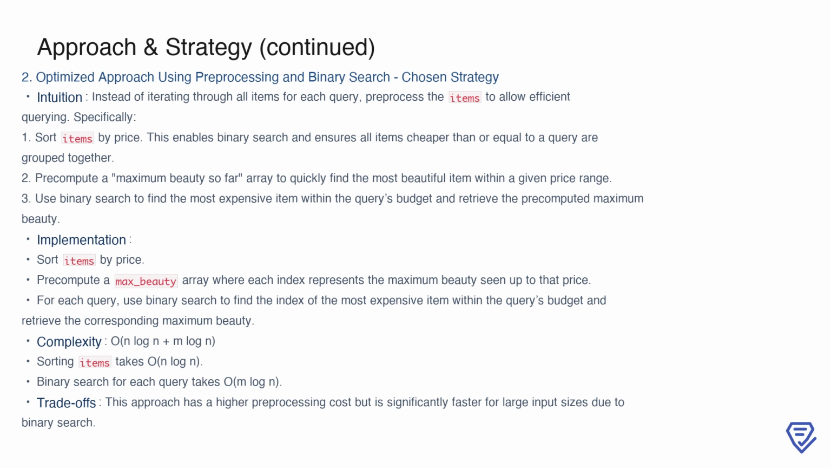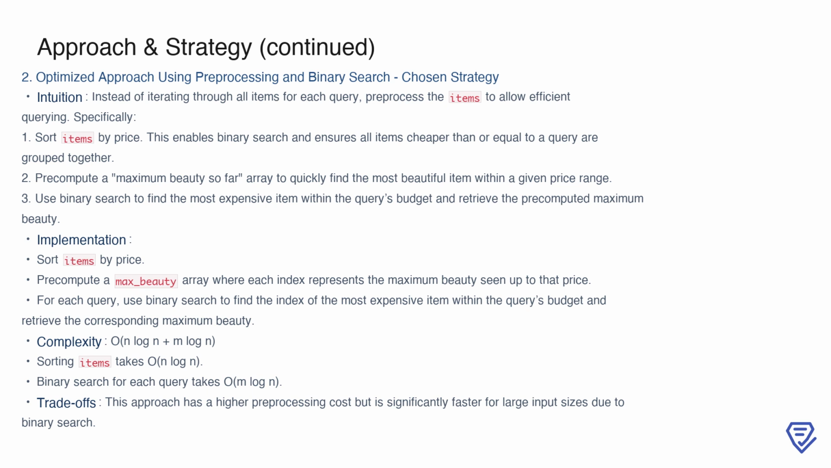By sorting the items, we can use binary search to quickly locate the most expensive item within the budget of a given query. Additionally, we pre-process the data to create a maximum beauty so far array. This array keeps track of the highest beauty value encountered up to any given price, so we don't need to repeatedly search for the maximum beauty among affordable items.